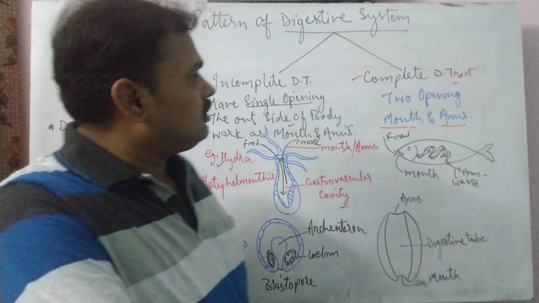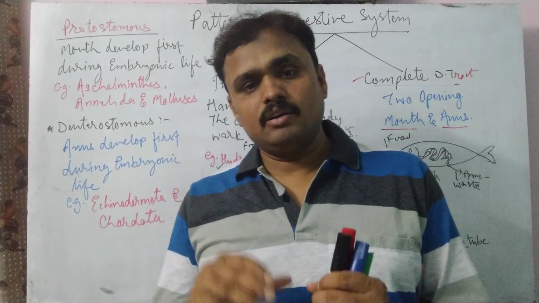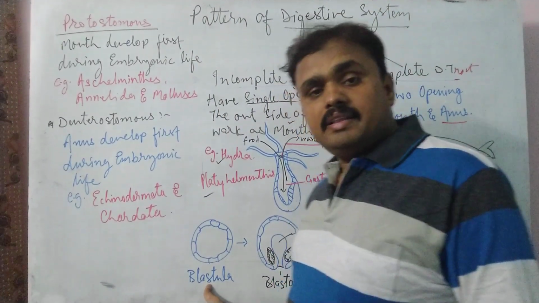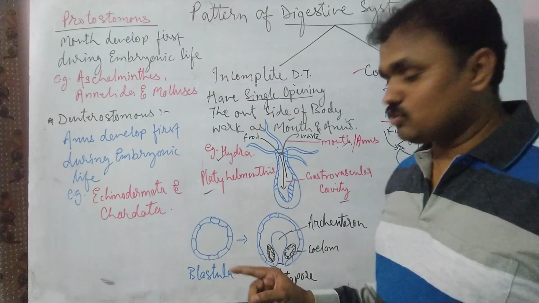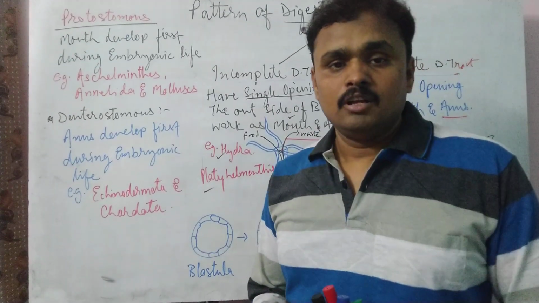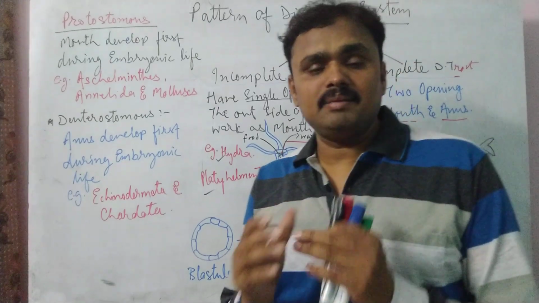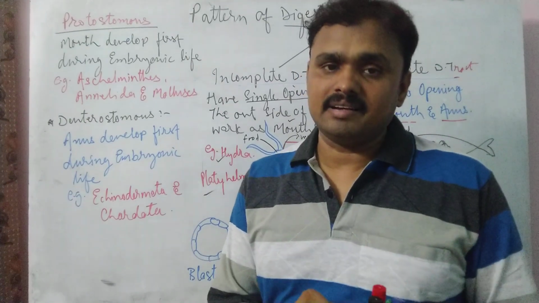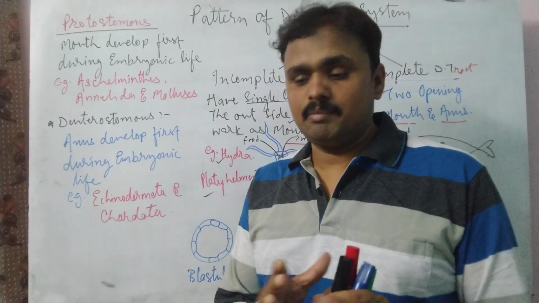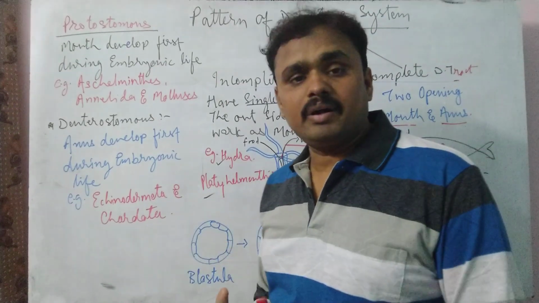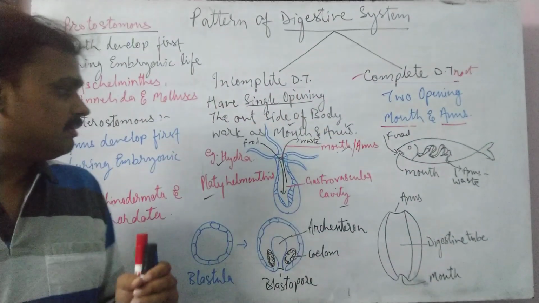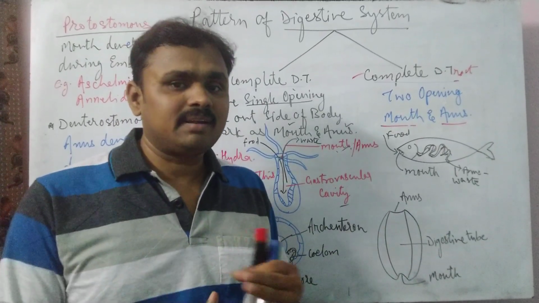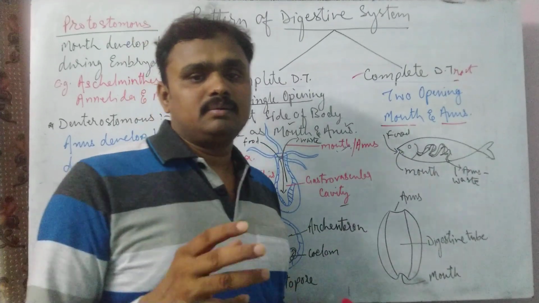Now we will talk about the animals as they develop during the embryonic lifetime, when from the blastula they go to the gastrulation stage. Many parts start forming. Some animals form the mouth part first and the anus part second. In some animals, during the embryonic development, we see that the anus forms first and the mouth forms last, meaning the anus forms and then the mouth is going to be formed.